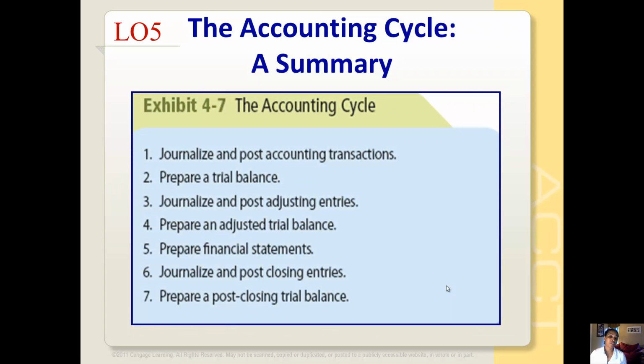So let's just wrap up with a summary of the accounting cycle, so we'll finish the same way that we began. The accounting cycle is the sequence of steps in which an accounting information system captures, processes, and reports a company's accounting transactions during a period. Once closing is completed, the accounting information system is prepared to begin the next period.